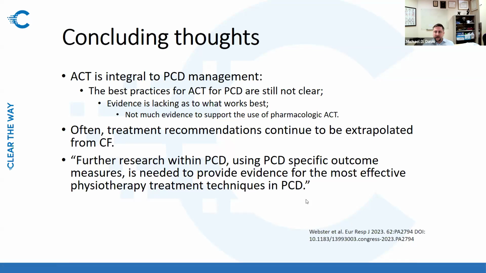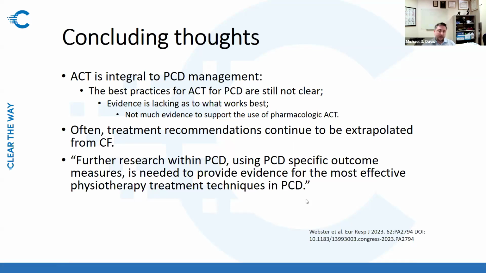And to quote my friend Connie Webster, who's one of the founding members of the International PCD Physiotherapy Network, further research within PCD using PCD-specific outcome measures is needed to provide evidence for the most effective physiotherapy treatment techniques in PCD. And with that, I think we can pass it.